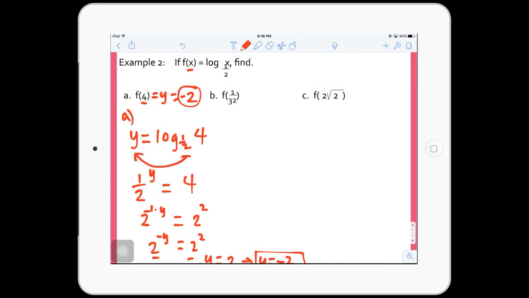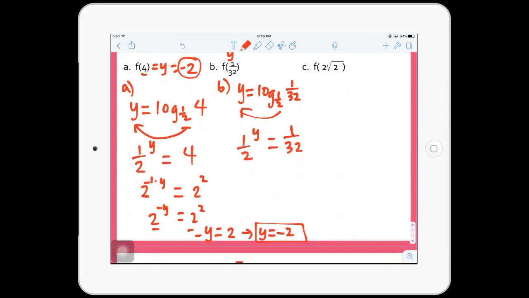I'm going to try one more. And f of x is, this time, x is 1/32. So again, we're going to let this equal y. So y is going to equal the log base 1/2 of 1/32. And again, following the arrow, we start with the base of 1/2 to the y power equals 1/32. That will help us get rid of log. Rewriting again on the left side, 2 to the negative 1 times y. And 1/32, that's 2 to the 5th, so 1 over will be 2 to the negative 5.